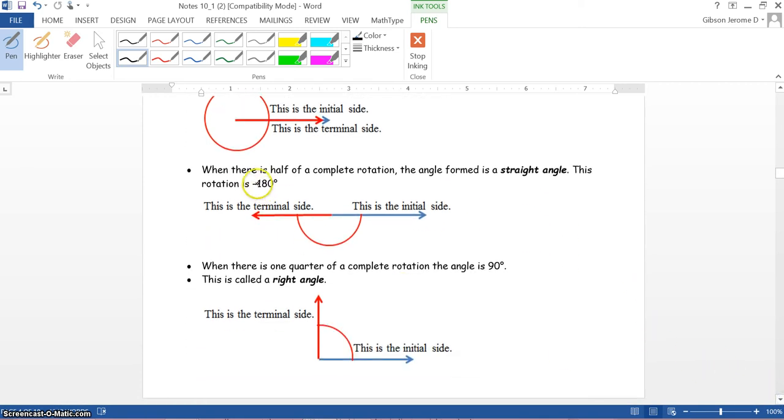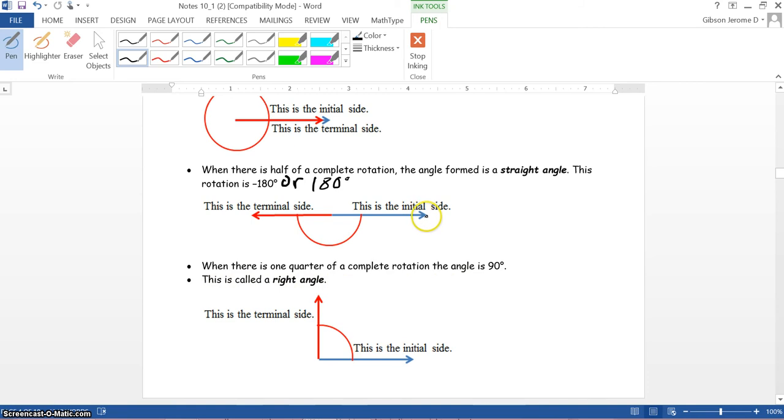Now, this hyphen here, this negative, it can be a negative 180 or 180 degrees. It depends on the direction of the angle here, where we started from and where we're going. It says when there is 1/4 of a complete rotation, the angle is 90 degrees. This is called a right angle.